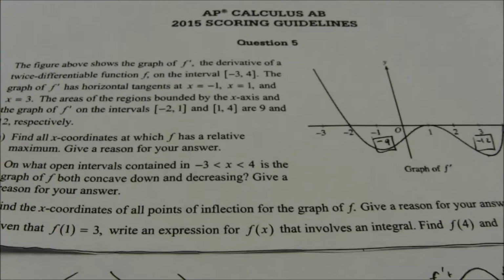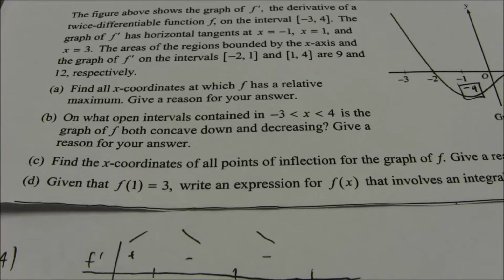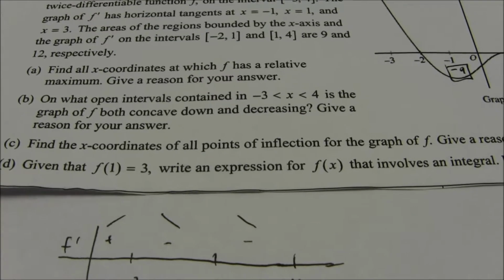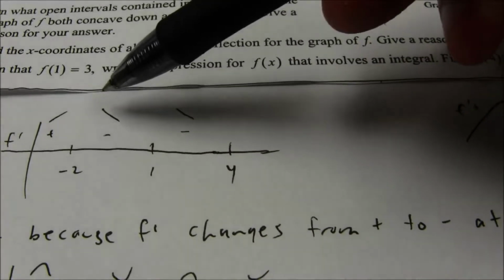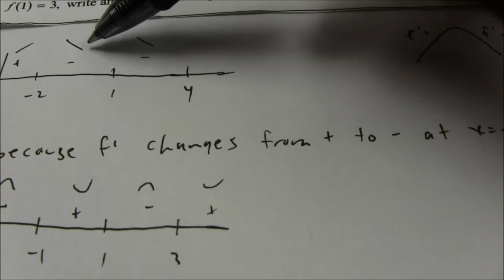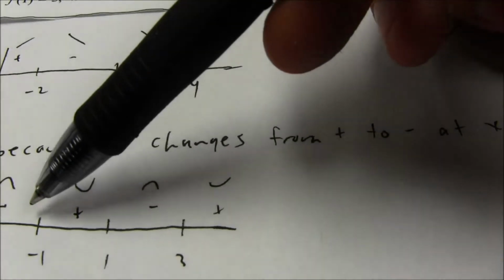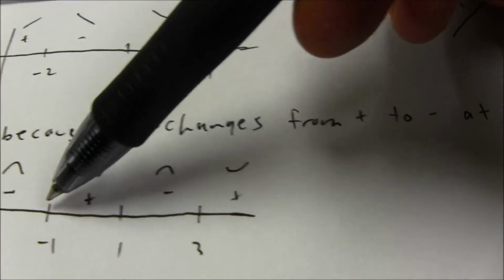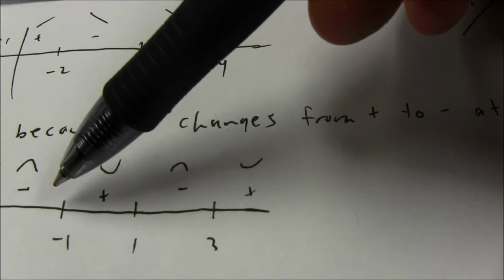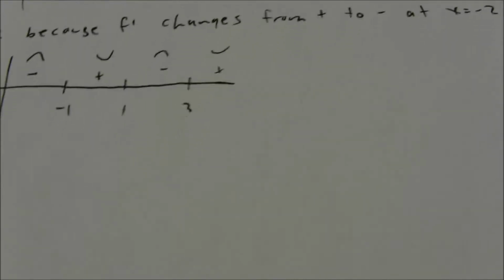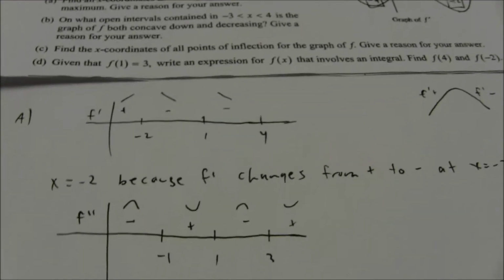So we want all the places in which f is concave down and decreasing. So it's negative first derivative and negative second derivative. So we're looking at values between -2 and 1. But the only place where it's negative there is up to -1. So from -2 to -1, we have those places. So -2 to -1.